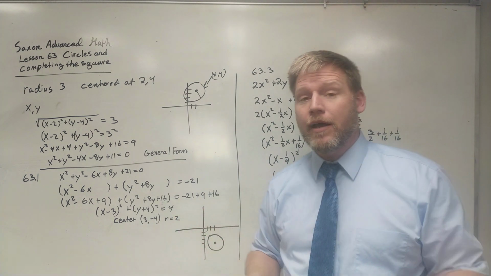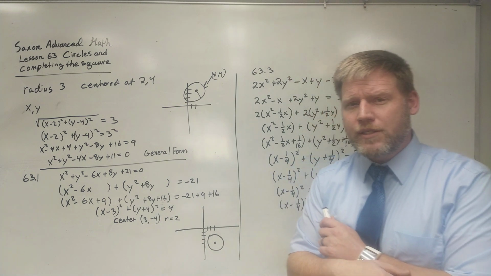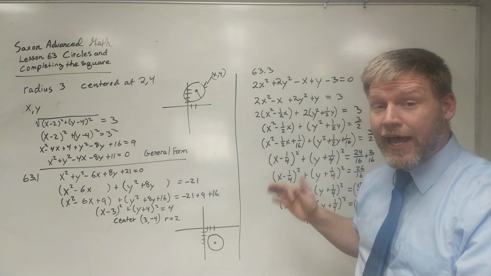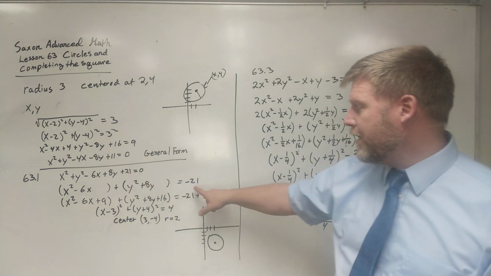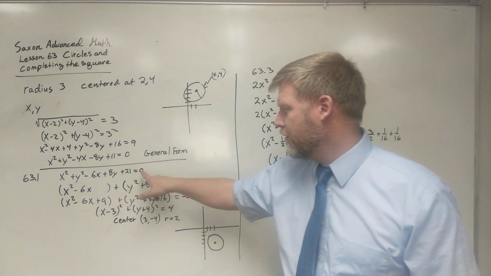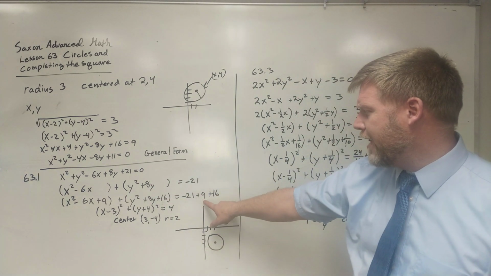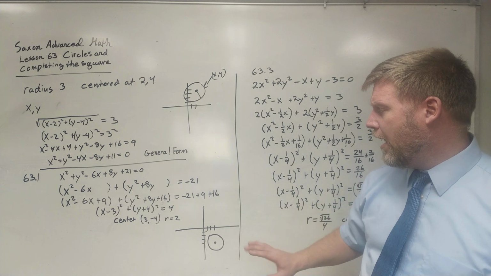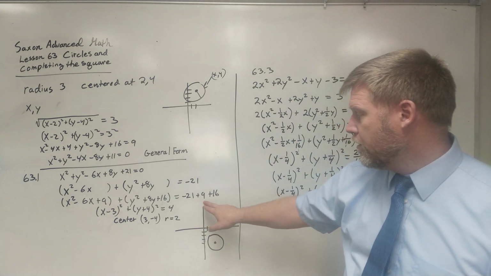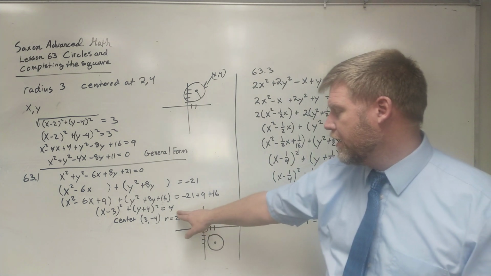I'm really doing the same thing I did with the parabola, except instead of doing it on one side, I'm allowed to balance it on both, and I'm using the x squared term and the y squared term. So I have my negative 21 from moving the 21 from the left to the right, and I go ahead and add a 9 and a 16 to it. When I do so, I get negative 21 plus 9 plus 16, that gives me 4.